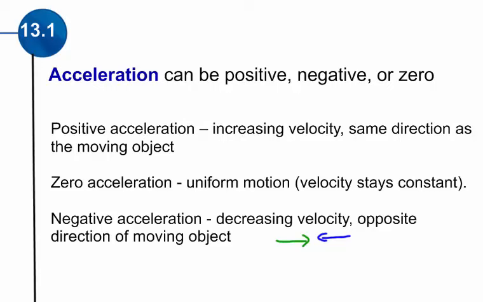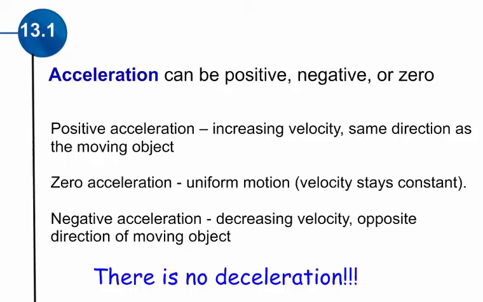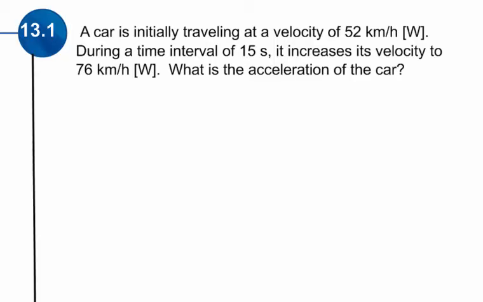What we don't want to do is use the word deceleration. Deceleration is not a proper physics term. We want to use either positive, negative, or 0 acceleration. And let's use this to try an example. A car is initially traveling at a velocity of 52 kilometers an hour west. During a time interval of 15 seconds, it increases its velocity to 76 kilometers an hour west. What is the acceleration of the car?